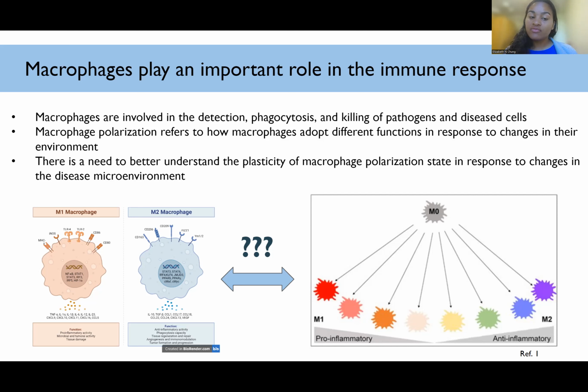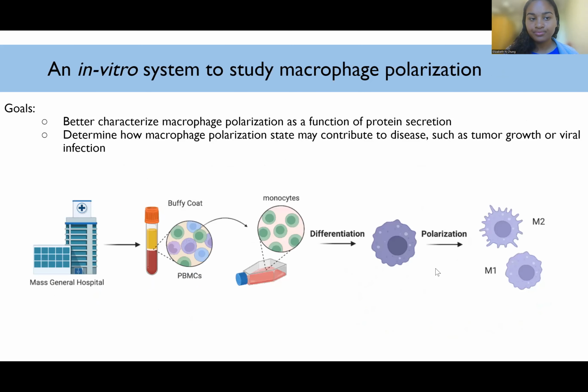And there's a need for us to better understand this because macrophage polarization state can impact the disease environment and disease progression, especially in inflammatory conditions. So my goal this summer was to work on developing an in vitro system to study macrophage polarization. The goals of this are, one, to better characterize macrophage polarization as a function of protein secretion, and two, to determine how macrophage polarization state may contribute to disease such as tumor growth or viral infection.